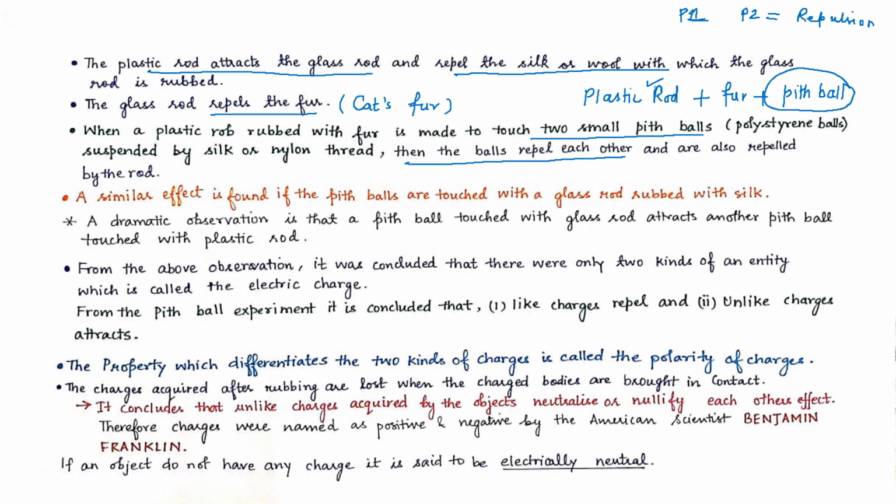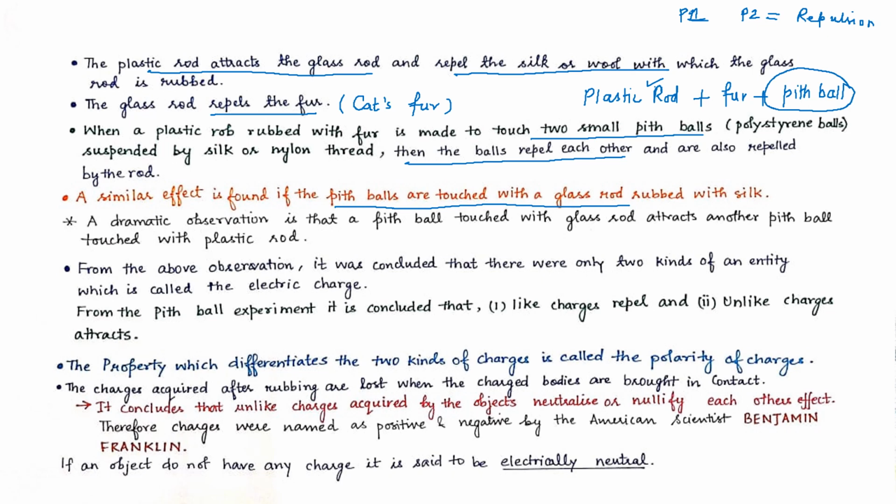A similar effect is found if the pith balls are touched with a glass rod rubbed with silk. If we take a glass rod, rub it with silk and bring the pith ball near, the same behavior will show, because though this glass rod has a different polarity of charge, still the pith balls are getting the same charge. Once they are brought together, they will show repulsion.